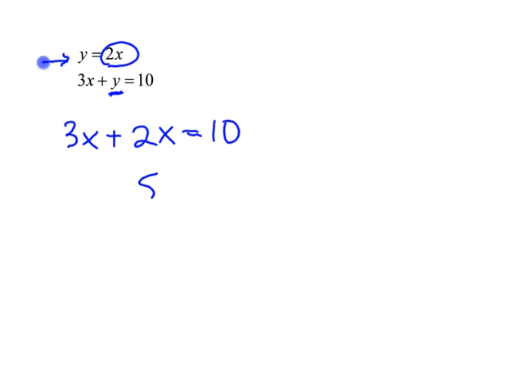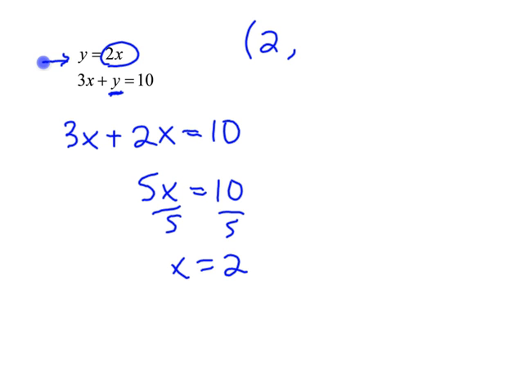Now we can simplify. We combine like terms. 5x equals 10. Divide by 5. And x equals 2. Now remember I said we're looking for the ordered pair that works for this equation. So we now know that x is 2, but we need to know what y is.